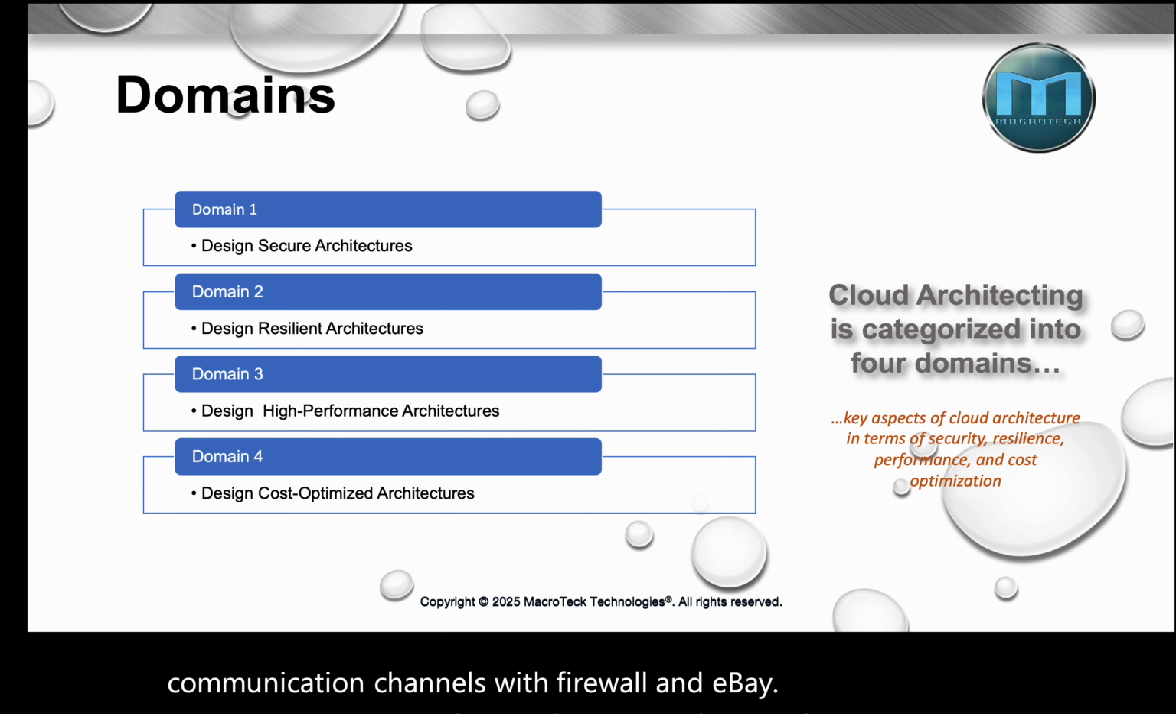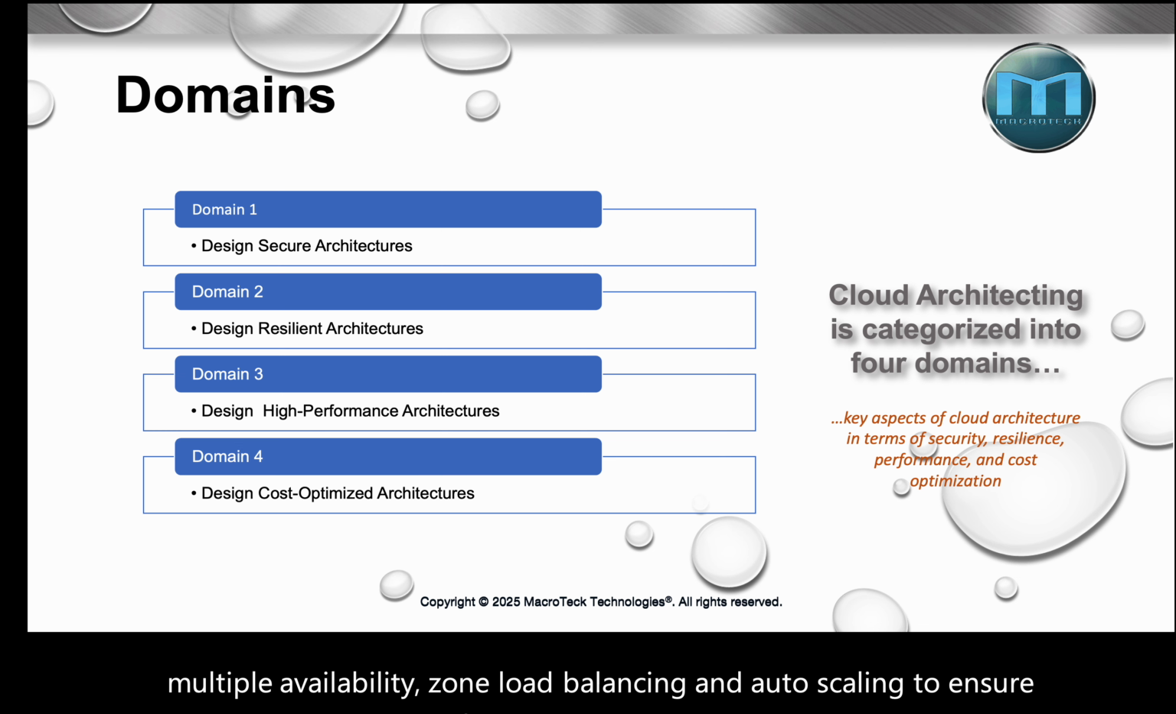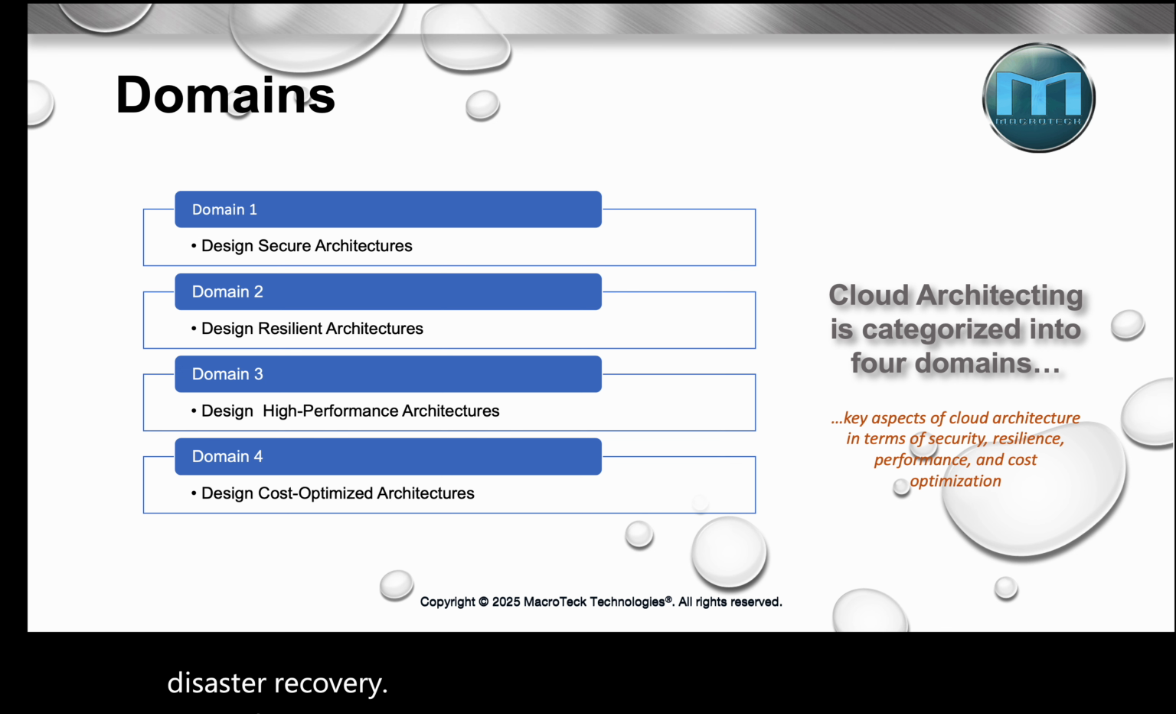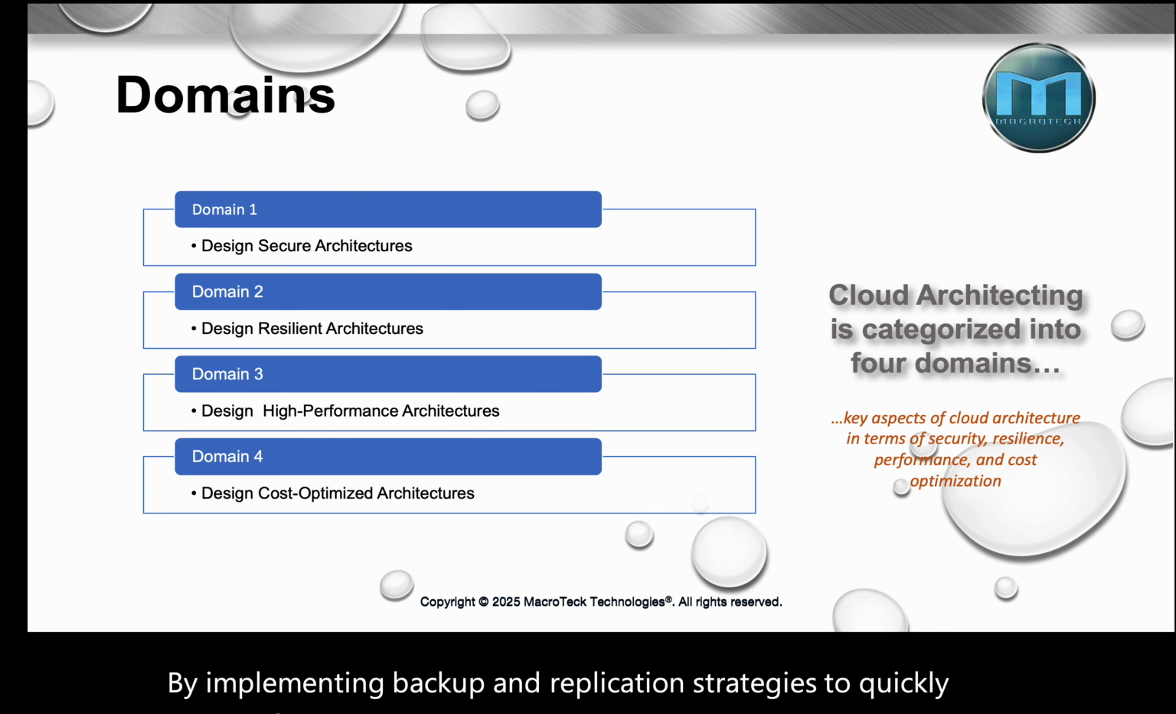Domain 2, design resilient architecture. Example, incorporate redundancy and fault tolerance by using multiple availability zones, load balancing, and auto scaling to ensure systems stay operational despite failures. Another, design for disaster recovery by implementing backup and replication strategies to quickly recover from unexpected outages and data loss.